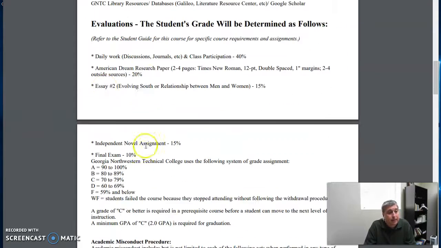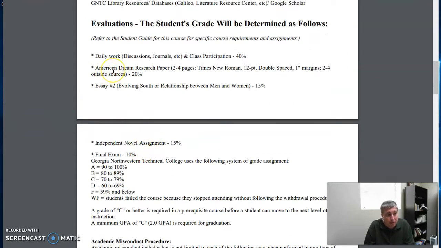And this is the way the grades are broken down. Your daily work, which we'll have quite a bit of. There's work to do in regards to the literature, discussion boards and assignments, that kind of thing. Keep in mind, we do not have class. So you have to do more at home than you might have to do in a regular, traditional face-to-face class. But anyway, all that's 40% of your grade.